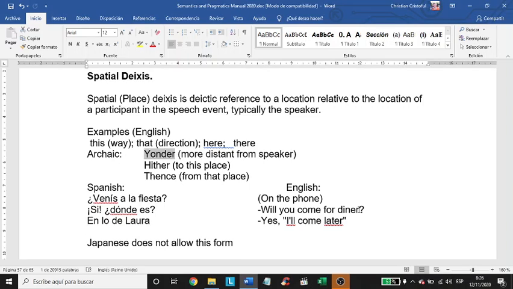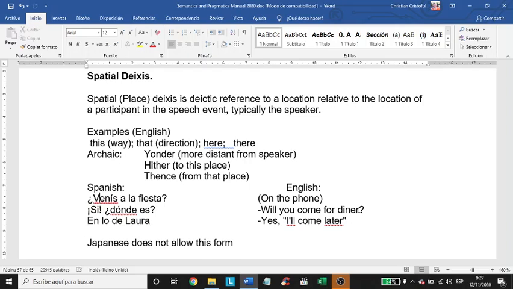Have you ever seen this word before? Probably you have, in a very famous Christmas carol called Silent Night. Yes, you all know that song, Silent Night. It says "yonder mother and child," something like that in the lyrics. Okay. Then we have "hither" and "thence." These three words are archaic Old English words, but they are deictic expressions as well. Notice how we use our words.